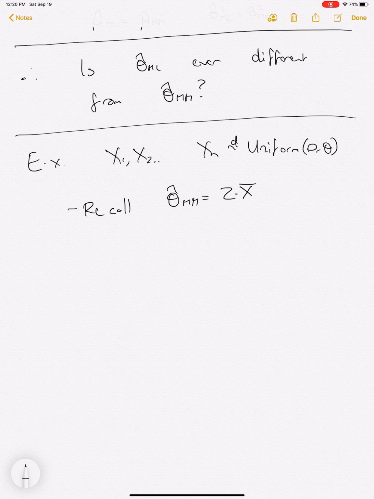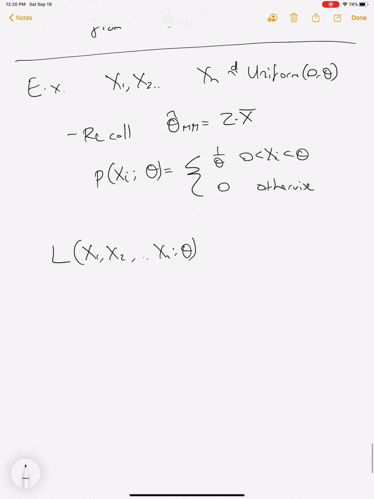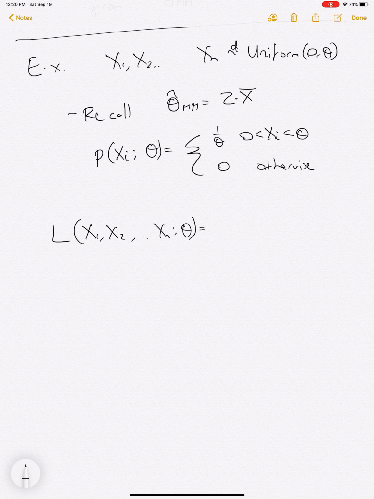So this is one example that's going to look a little bit different here. P of xi given theta is going to be 1 over theta for xi between 0 and theta, and 0 otherwise. The likelihood here is something we have to be a little more careful with, because the actual support of the distribution, where the distribution is non-zero, depends on the parameter. So this is going to be the product from i equals 1 to n of 1 over theta, but then you also have this indicator that 0 is less than xi is less than theta.